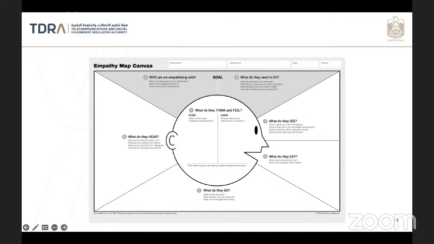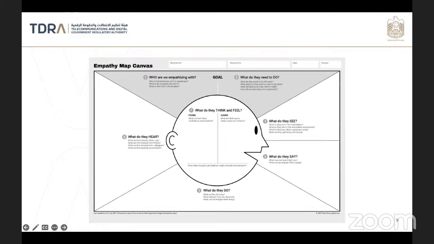So in this process, we start by creating what we call the empathy map. And the empathy map starts with triangle number 1, which says, who are we empathizing with? It starts with defining the customer segment. You must start any solution with first defining who you are solving for: the profile or the persona of your customer.